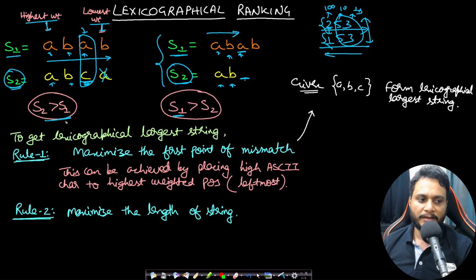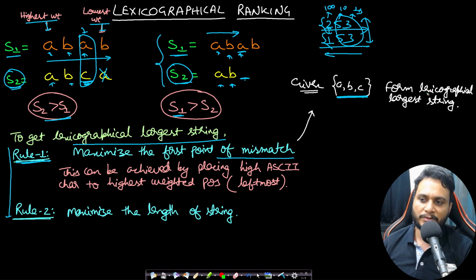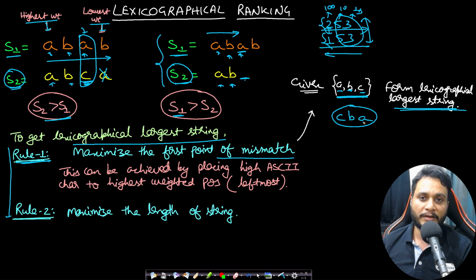We saw this because it gives us the idea of how to generate the lexicographically largest string. If we want to get the lexicographically largest string, we should follow two rules. Rule number 1 is the most important, and it says that we need to maximize the first point of mismatch. That means try to take the high ASCII value characters on the leftmost side. So if we are given the character set ABC, where I can use each character exactly once, and I am asked to form the lexicographically largest string, then definitely I will put the highest ASCII value on the left side, the second highest next to that, and the third highest next to that, isn't it? This will give me the largest lexicographical string.